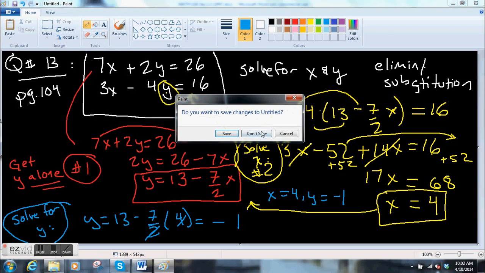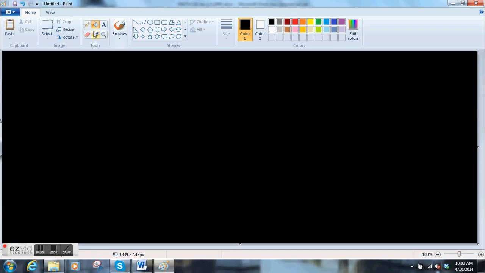I will get a new page out. Don't save. So here's how you check your answers, which is nice. If you're on a test and you have 2 hours, you might as well check them, right? We have x equals 4 and y equals -1. Make that a giant negative.